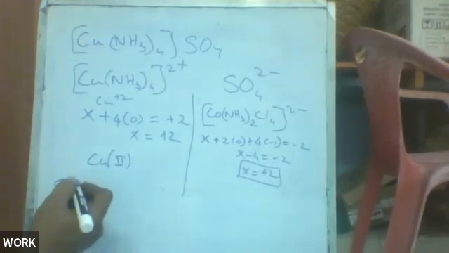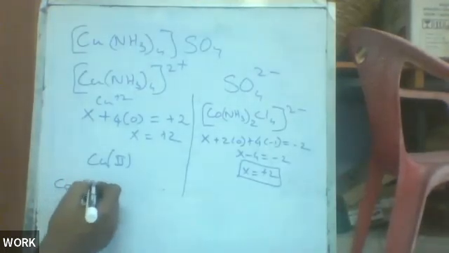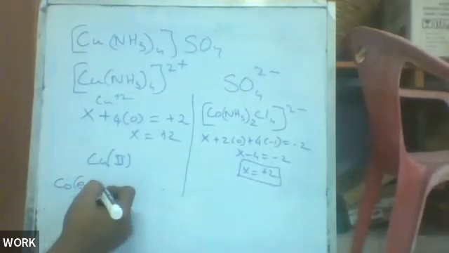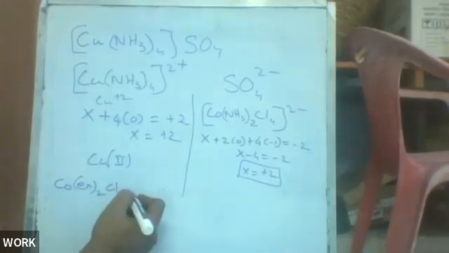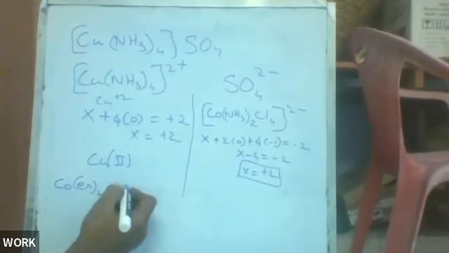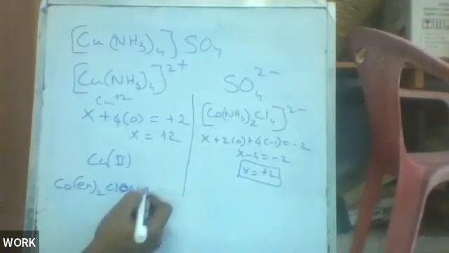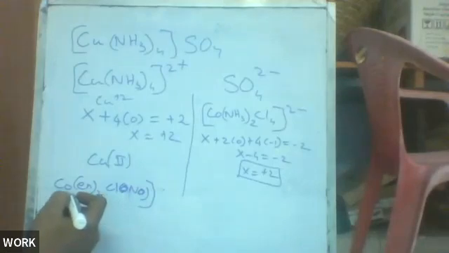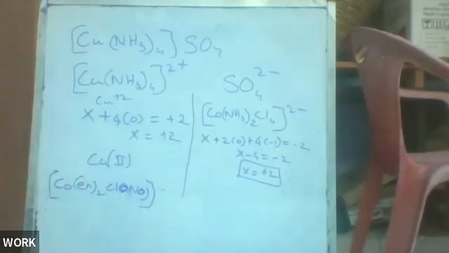So one more example you can try. The cobalt compound [Co(en)2Cl(ONO)], the whole power is 0. ONO is a ligand, a neutral ligand. Now tell me what is the oxidation state of cobalt.